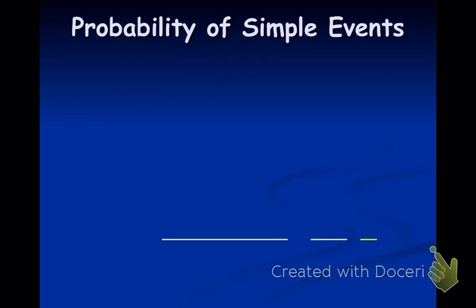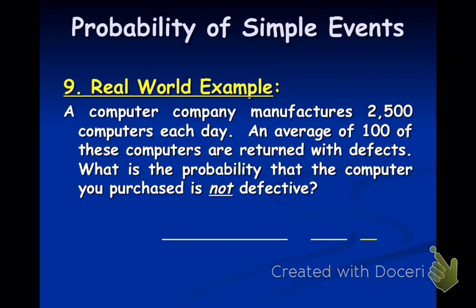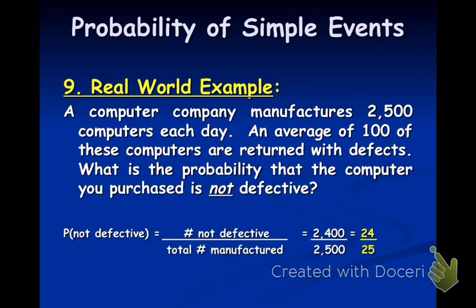All right, let's go to the last problem. You don't have it on your paper, but you can still go ahead and try to answer it on your own. A computer company manufactures 2,500 computers each day, which is an average of 100 defective. And what's the probability of it not being defective? So if 100 are going to be defective out of the 2,500, that's going to be 2,400 out of the total of 2,500. This reduces down to 24 over 25 because the zeros cancel. So that's the general thing.